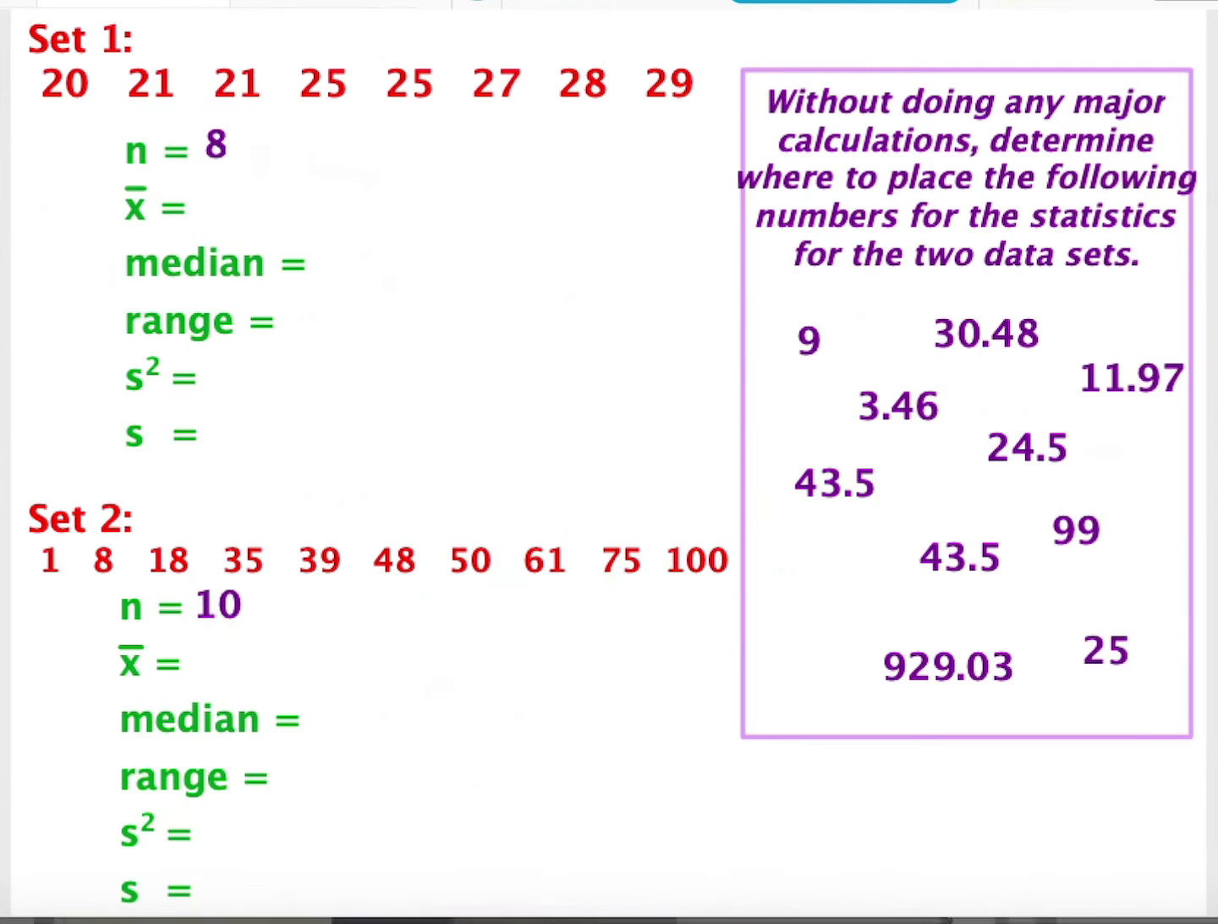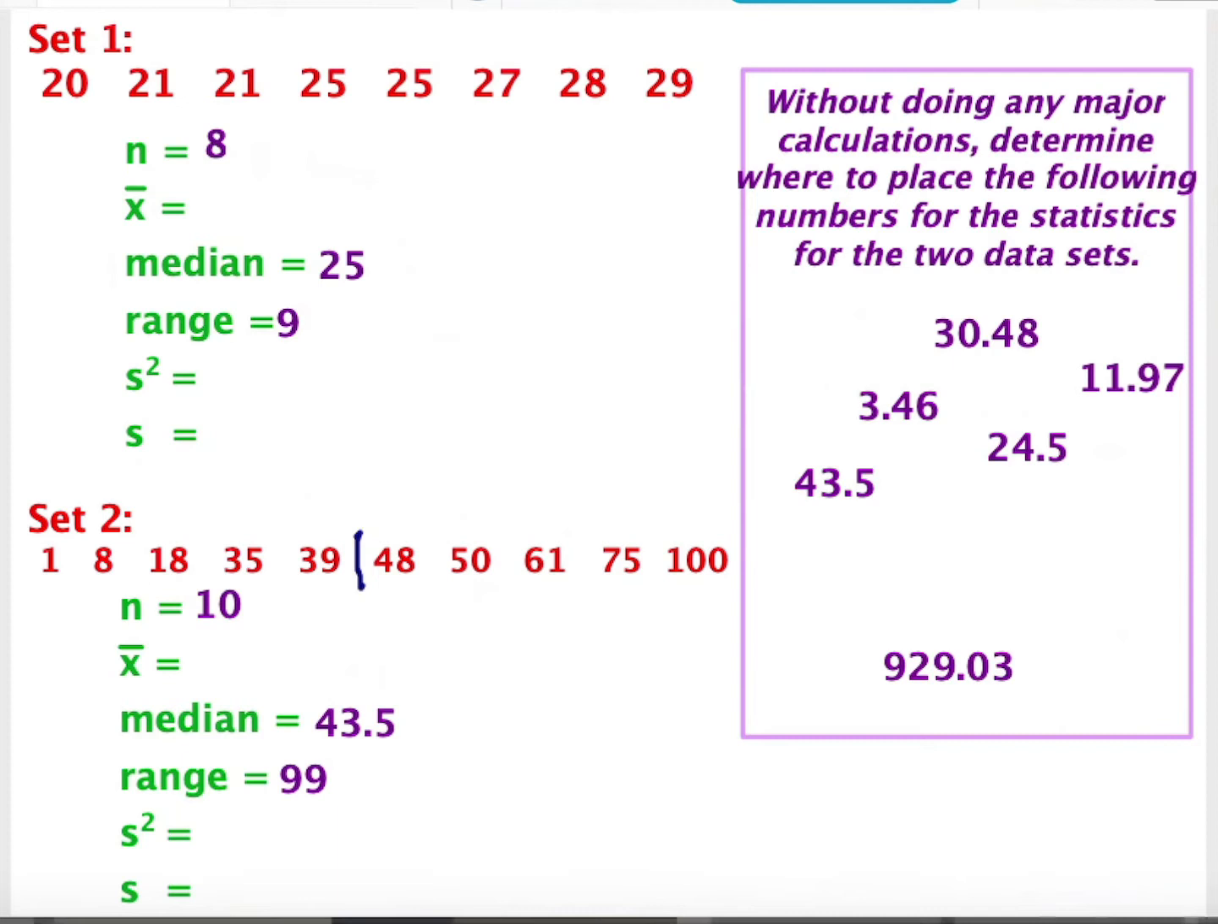What's another one to easily calculate? The range. The range would be the highest minus the lowest, so 29 minus 20. On the bottom one, 100 minus 1. Easy. Let's find those medians. For set 1, right in the middle here, so 25. And the median of the bottom set: what's halfway between 39 and 48? Add them together, divide by 2, 43.5.